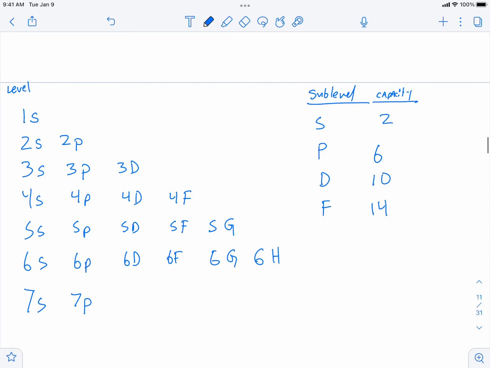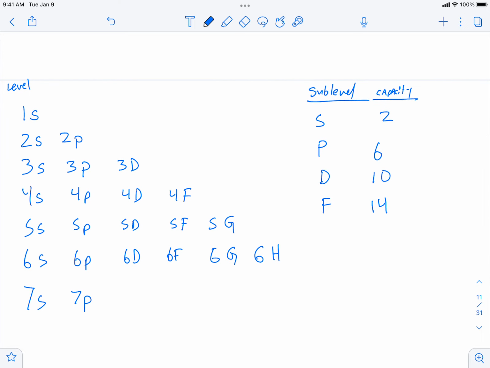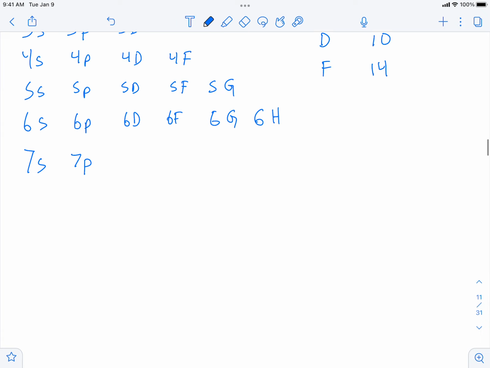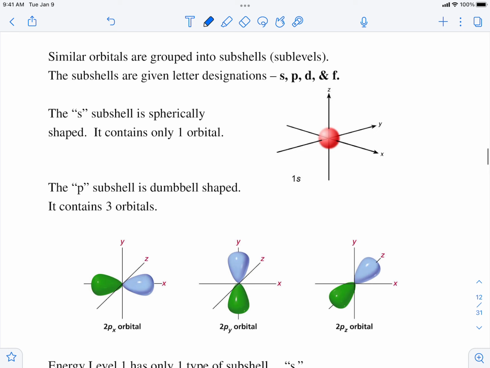Okay, so let's talk about the S subshell. Now that you understand the hierarchy here, and you know that each new level has more sublevels, and each new sublevel is bigger than any previously seen sublevel. Okay? So S subshells look like spheres. And I did mention they're three-dimensional, so it's on an XYZ plane.